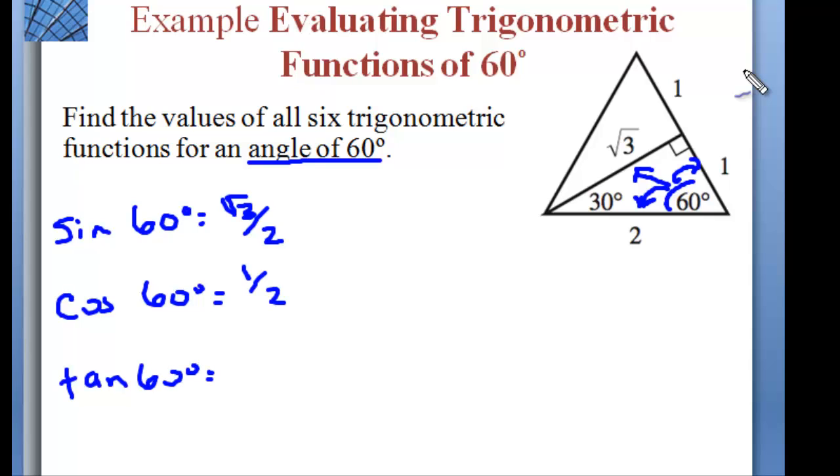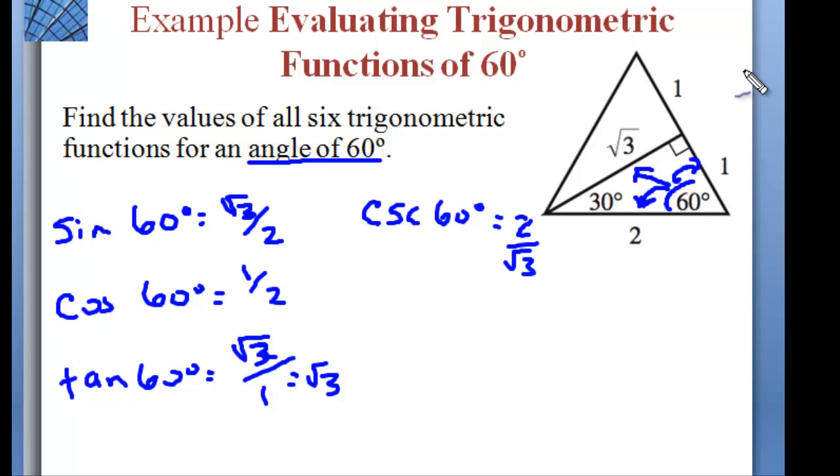And the tangent of 60 degrees. That's the TOA, which is the opposite over the adjacent. Opposite of 60 is the square root of 3, and adjacent is 1. So square root of 3 over 1, or the square root of 3. And to get the other 3, for the cosecant of 60 degrees, we flip it over, 2 over the square root of 3. And rationalizing that, we get 2 root 3 over 3.